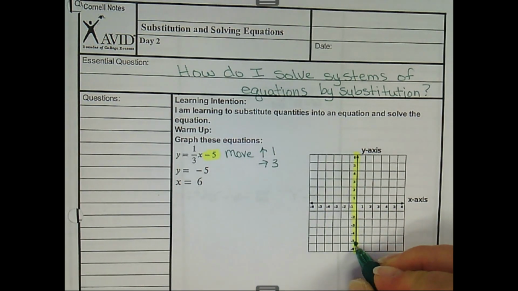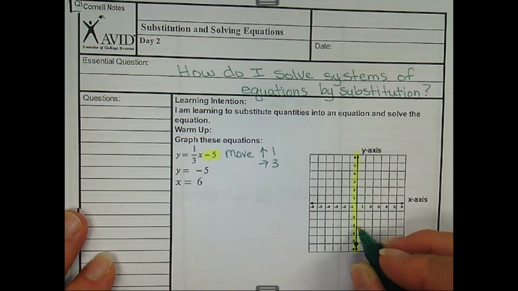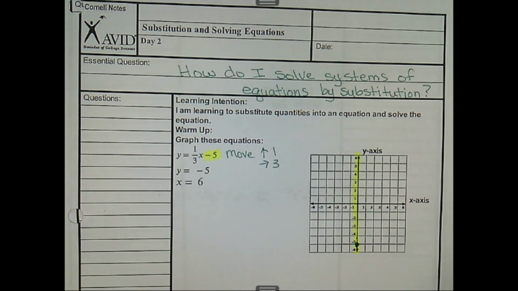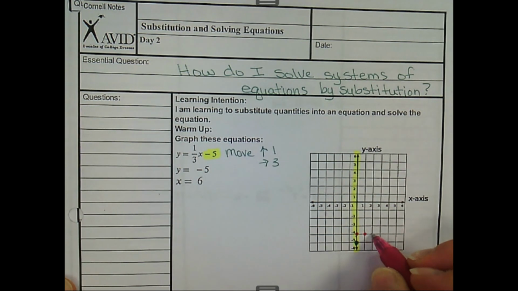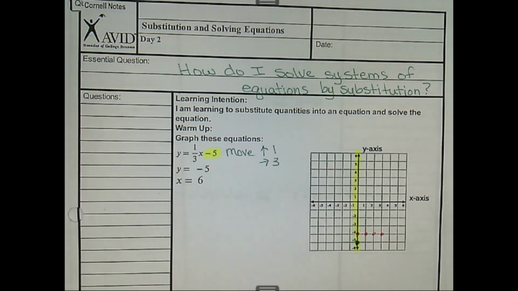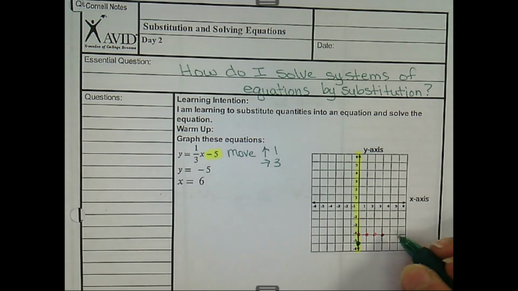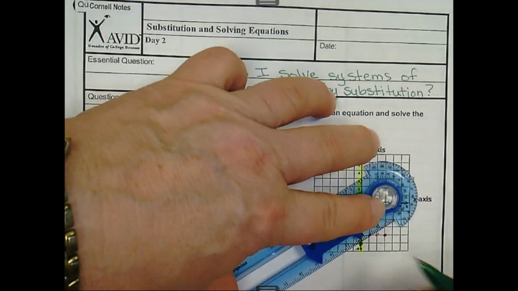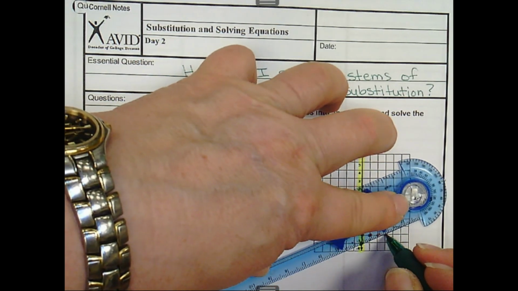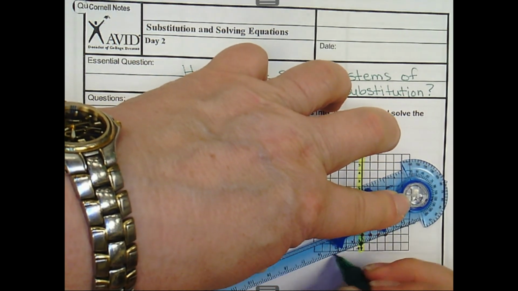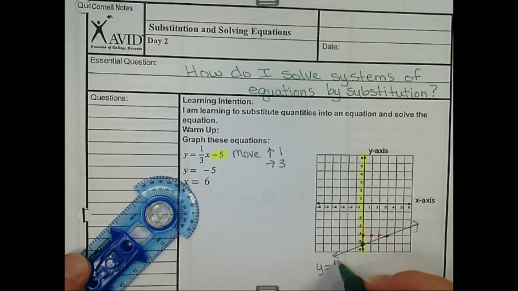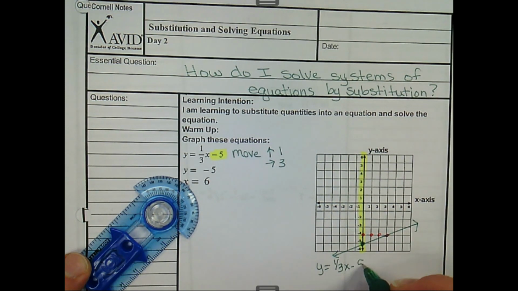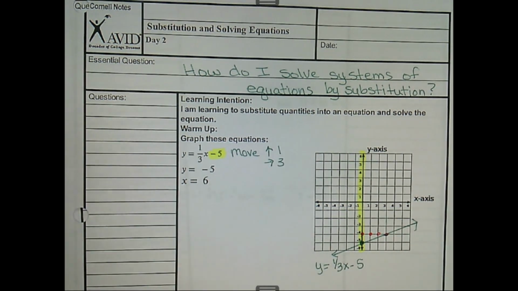From here, I start at the point I've identified. I go up 1, go right 1, 2, 3. Let me make it in a different color. Go up 1, go right 1, 2, 3. I now have 2 points, and I can draw my line. There's my first graph. Okay, so now let's think about the next 2.